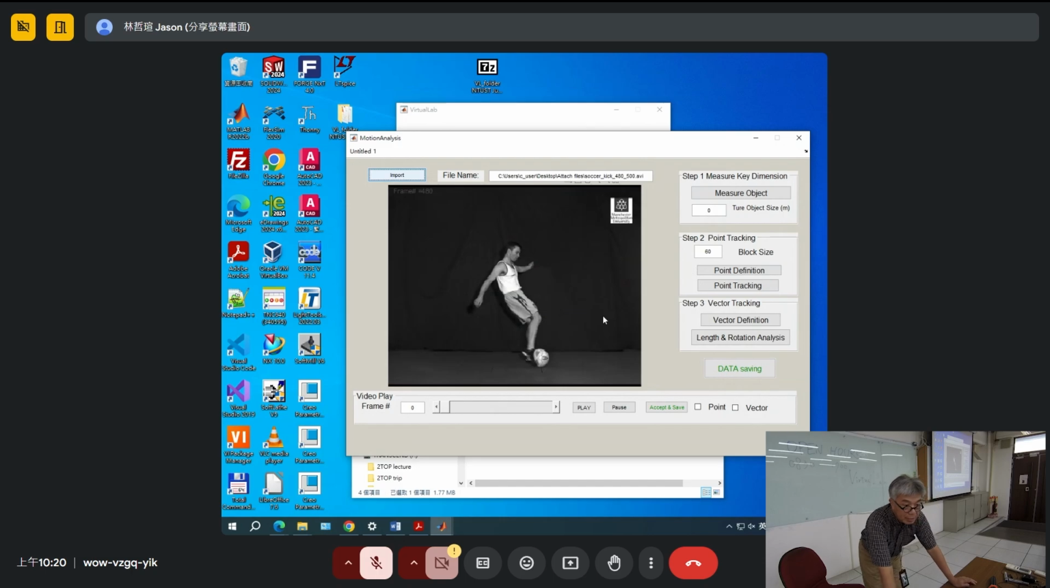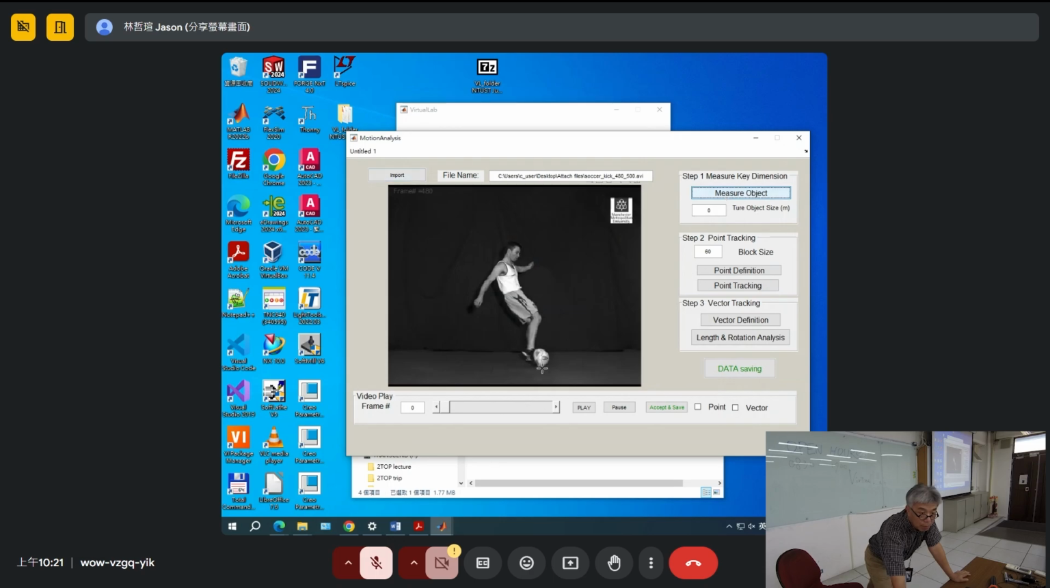And the next one is the calibration. Measure the key dimension. There is no measurement here, but what we know is the soccer ball number 5 diameter is, what, 0.3 or something? So we will measure the pixel diameter from here to here, once, twice, 3, 4. Then here we key in 0.03 or something. Good, so that we can convert pixel information to meters.